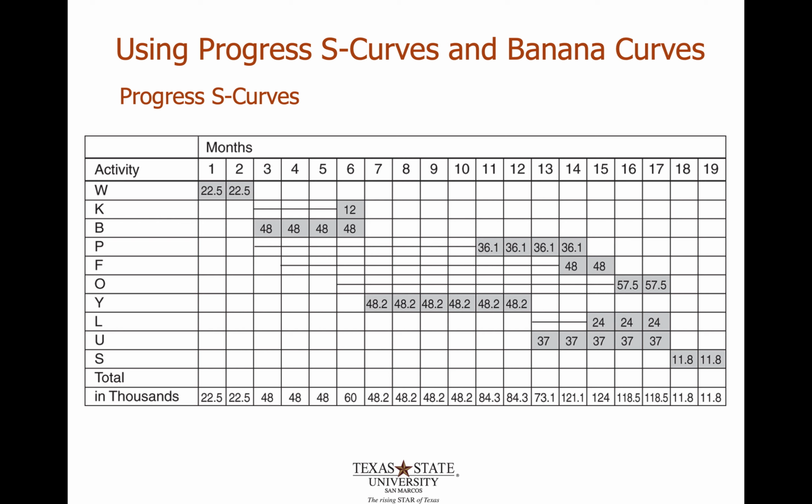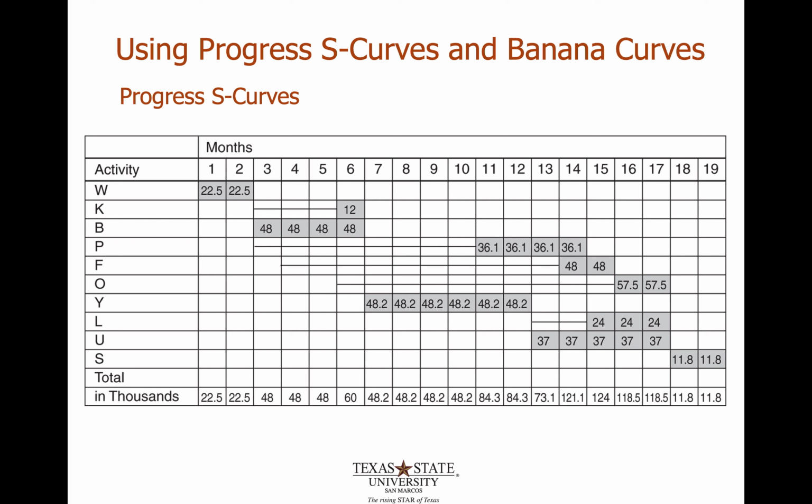Okay, so then within the progress S curve, we're now going to create what's called a banana curve. You probably guess, well, the S curve looks like an S. Well, the banana looks like a banana. So how do we get that? Well, we're going to go back to the bar chart once again.